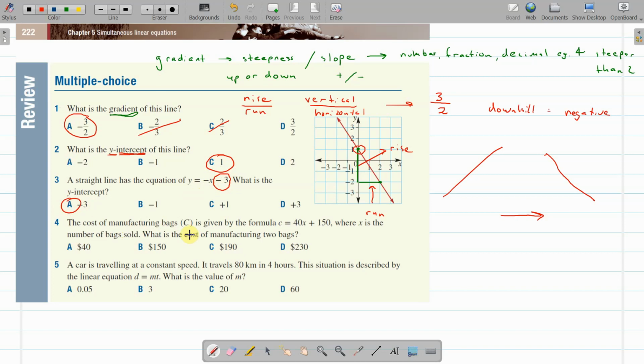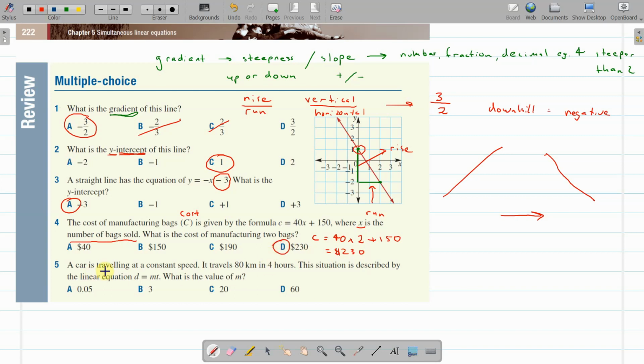The cost of manufacturing bags is C, so that's cost. It is given by the formula C equals 40x plus 150. So what's x? X is the number of bags sold. So the cost of making bags is 40 times the number of bags plus 150. What is the cost of manufacturing 2 bags? The cost would be 40 times 2 for 2 bags plus 150, which makes that 80 plus 150, which is $230.